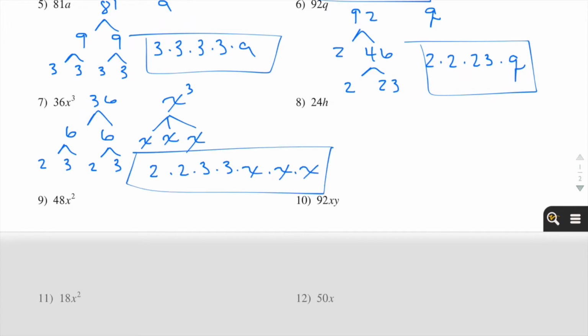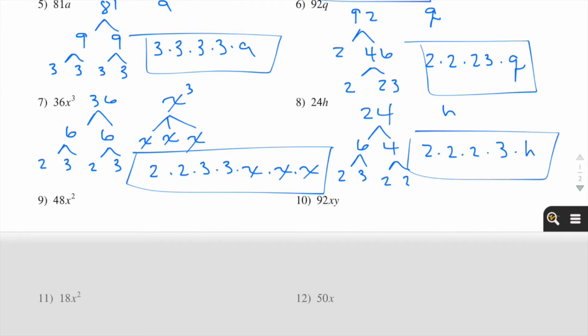Number 8, 24h. So let's go ahead and take a look at the 24 and break that down. So we put 24. The two numbers for 24, you can use 6 and 4. This 6 breaks down to 2 and 3. This 4 breaks down to 2 and 2. Nothing else is going to break down any further, so let's look at the h. H is not going to break down any further, so we have our final answer of 2 times 2 times 2 times 3 times h. That's our final answer for that.